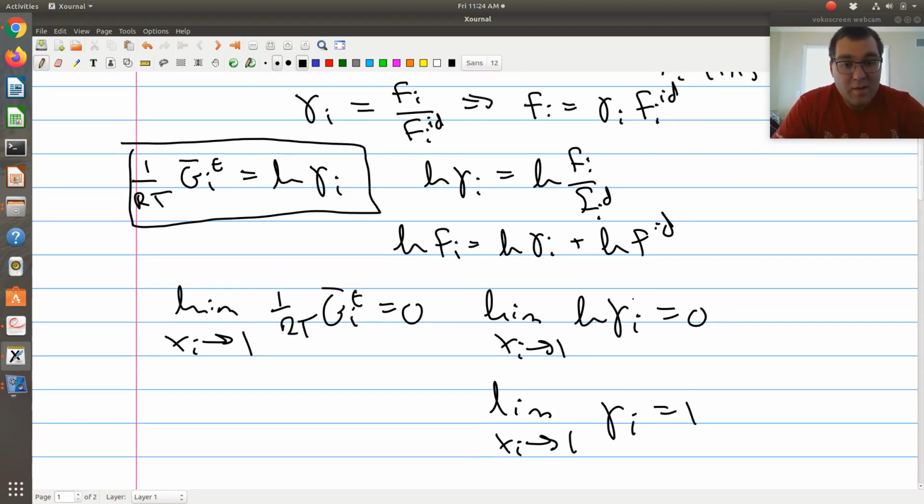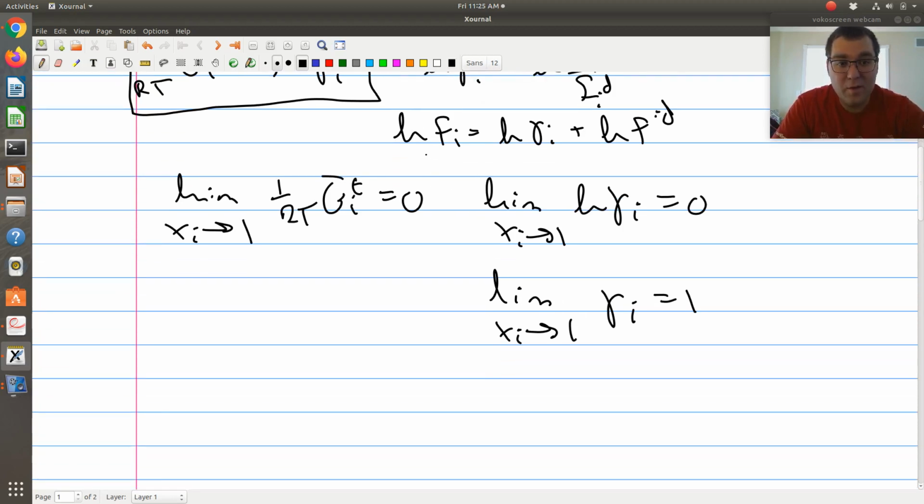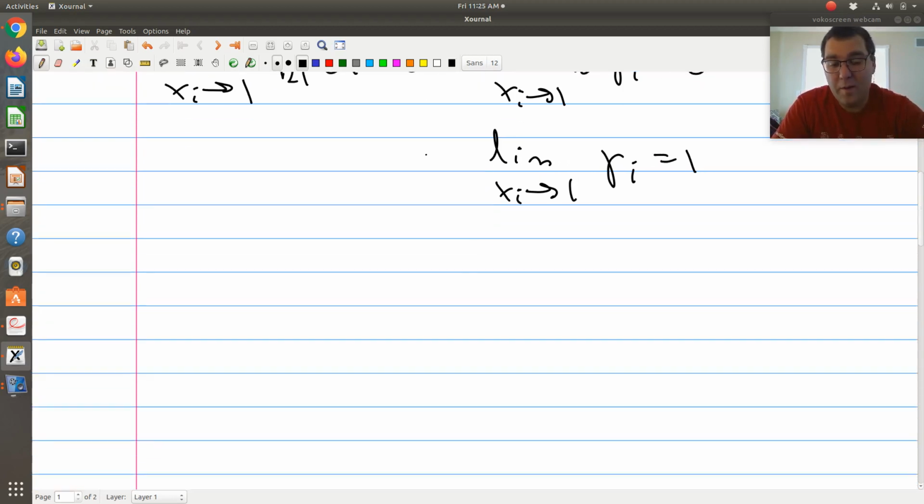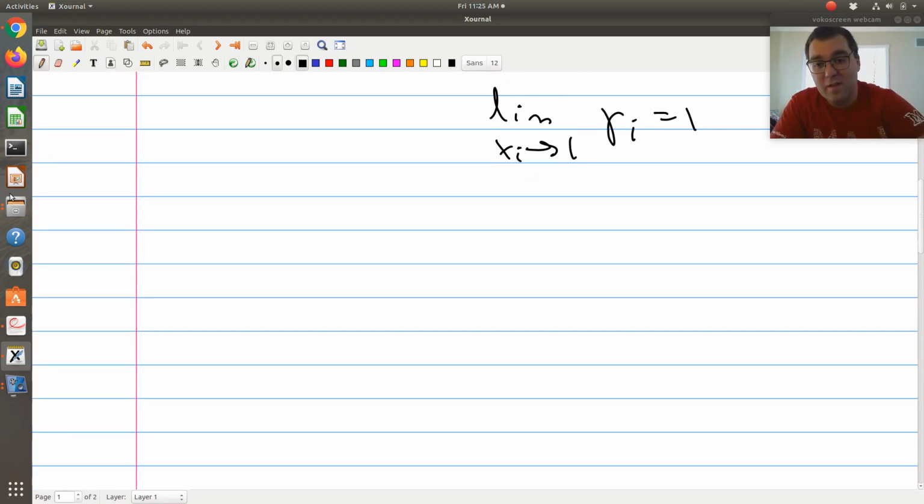Okay, and this makes sense because gamma i is just fi over f ideal, and in the pure component limit, fi is just equal to f ideal, right? So gamma i should go to 1 in the pure component limit. Okay, so pure component limit, gamma is equal to 1. All right, so the next concept I want to introduce before we play with gamma a little bit is this idea of activity.